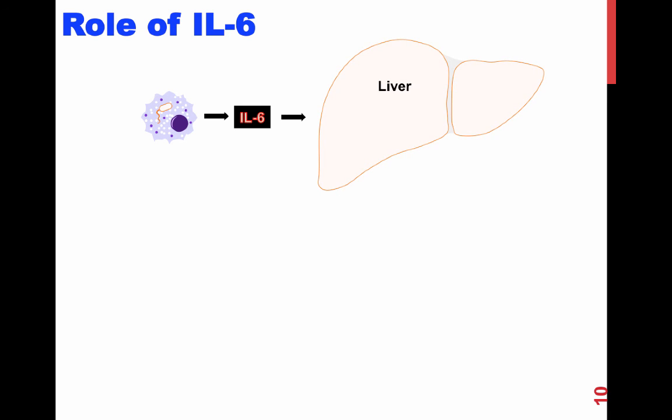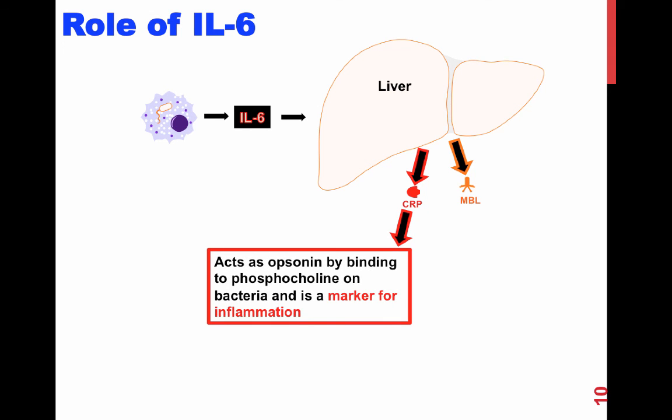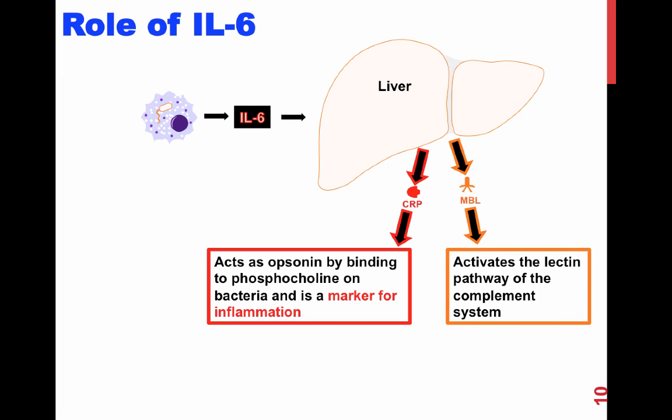Activated macrophages also produce interleukin-6, which induces hepatocytes to produce and release acute phase reactants, such as CRP and MBL. CRP acts as an opsonin by binding to phosphocholine on bacteria, and it is a marker for inflammation. On the other hand, MBL activates the lectin pathway of the complement system.